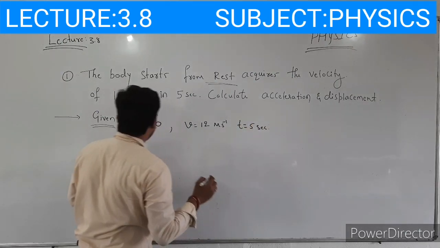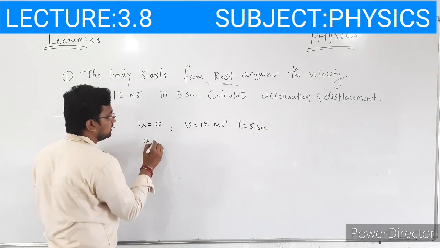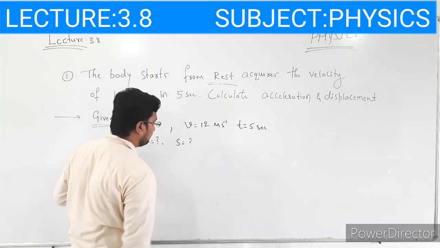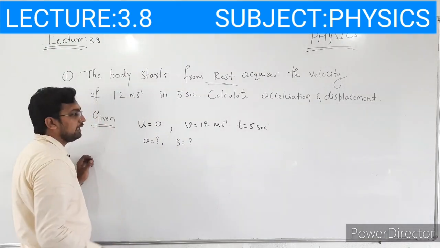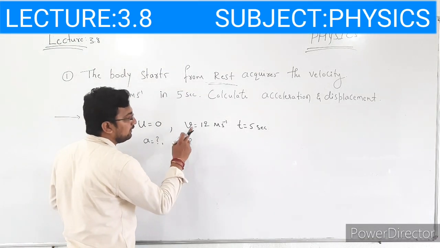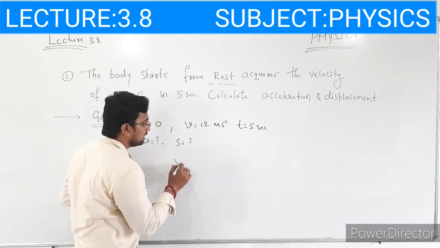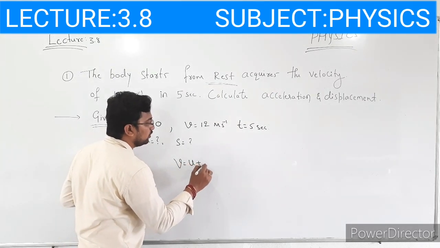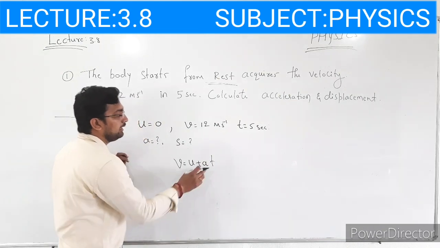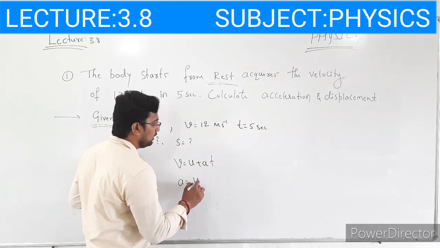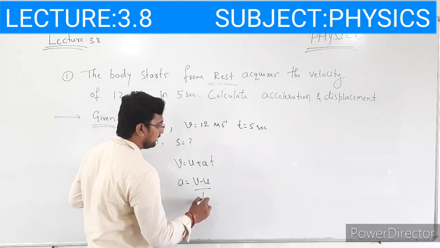So calculate acceleration. Acceleration is equal to question mark and displacement is equal to question mark. So already we know that the relation between initial velocity, final velocity, time and the acceleration is v is equal to u plus at, right? In this equation we want the a value. So a is equal to v minus u divided by t.